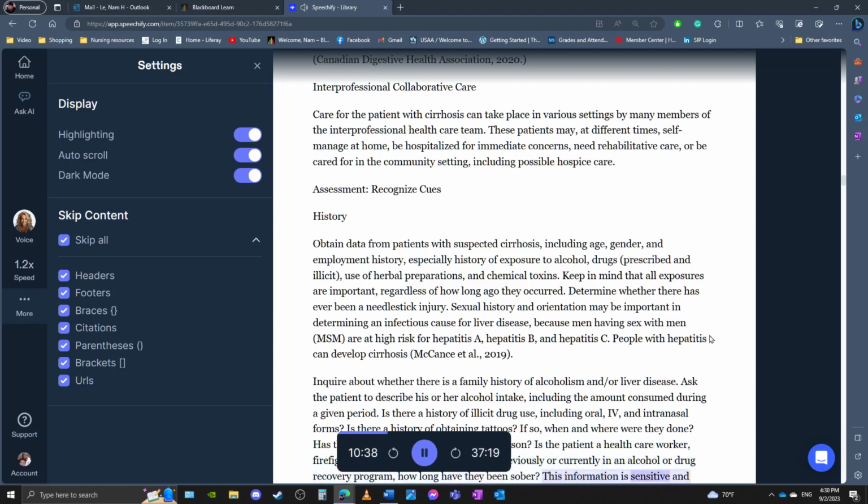This information is sensitive and often difficult for the patient to answer. Be sure to establish why you are asking these questions and accept answers in a non-judgmental manner. Provide privacy during the interview. For many people, the behaviors causing the liver disease occurred years before the onset of their current illness, and they are regretful and often embarrassed.